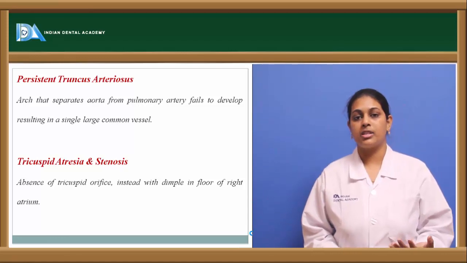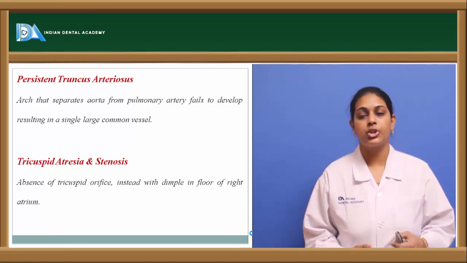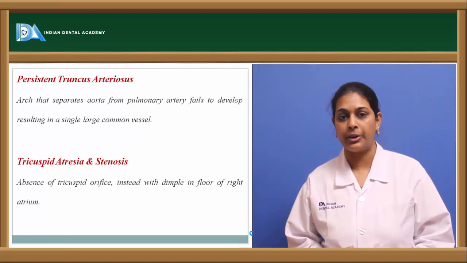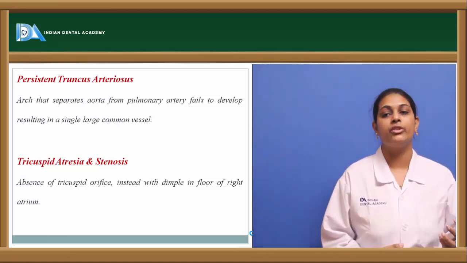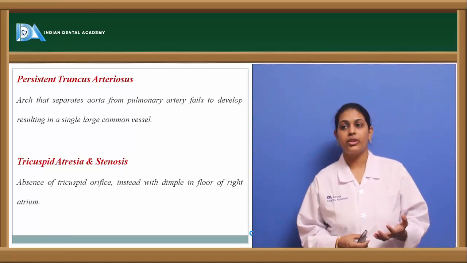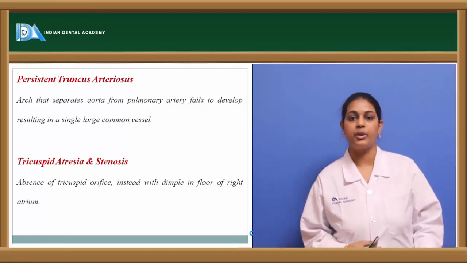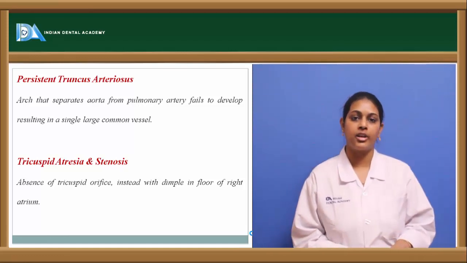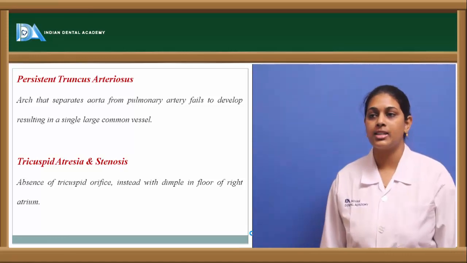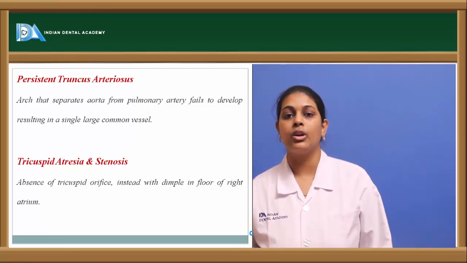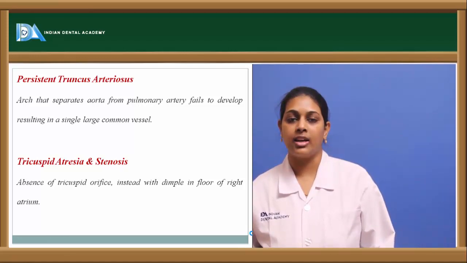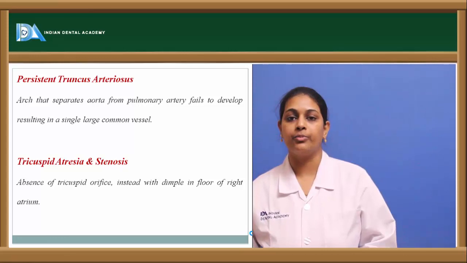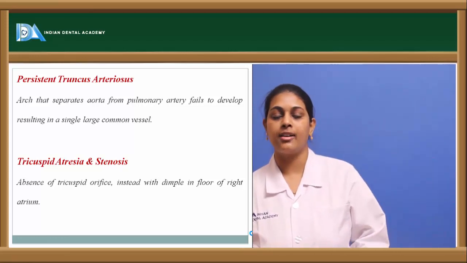Coming next to persistent truncus arteriosus. In this condition, the septum which usually separates the aorta from the pulmonary artery fails to develop, because of which it results in a single large common vessel. This common vessel is usually not single in its association, but is associated with other congenital disorders such as ventricular septal defect, and this results in a left to right shunt, because of which cyanosis develops, and the prognosis is usually poor in such cases. And this is seen in children, usually gradually developing children with such congenital heart diseases.